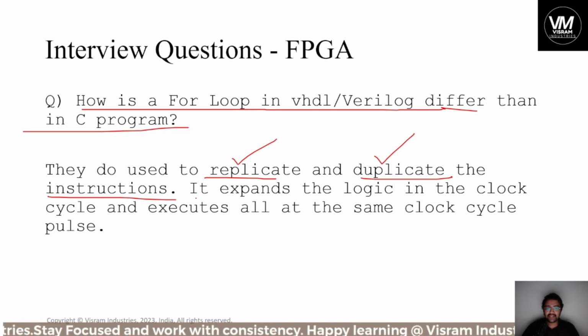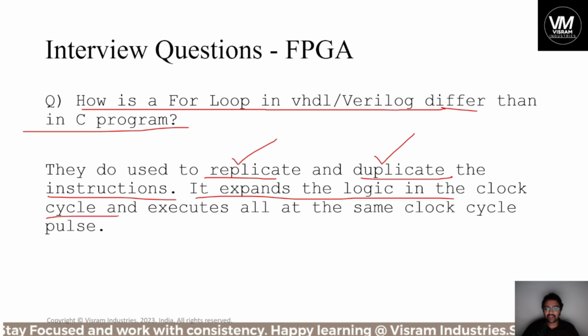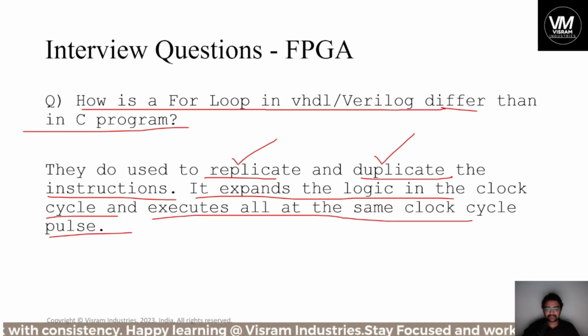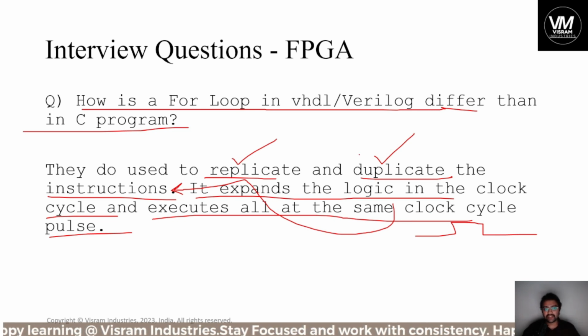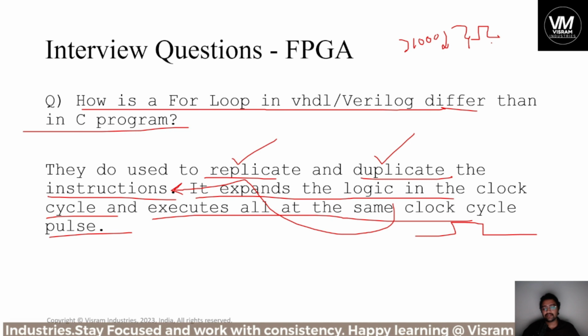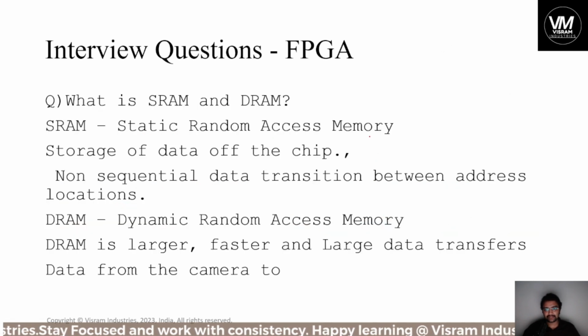And it expands the logic in the clock cycle. I mean, the instruction sets are repeated that many times, and all the same set of instructions execute in one single clock cycle, at one clock pulse. Say the for loop is executed 1000 times. Then 1000 instructions are executed, and all of these can be executed at one single clock pulse. So that is the answer.